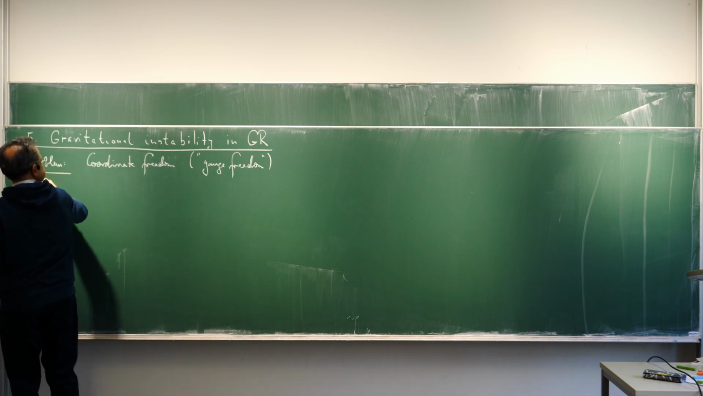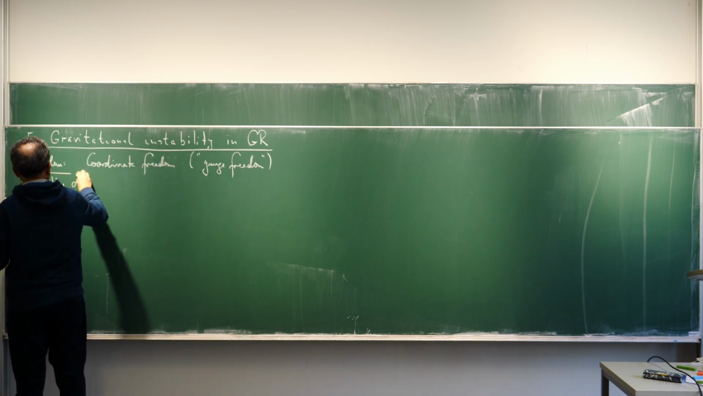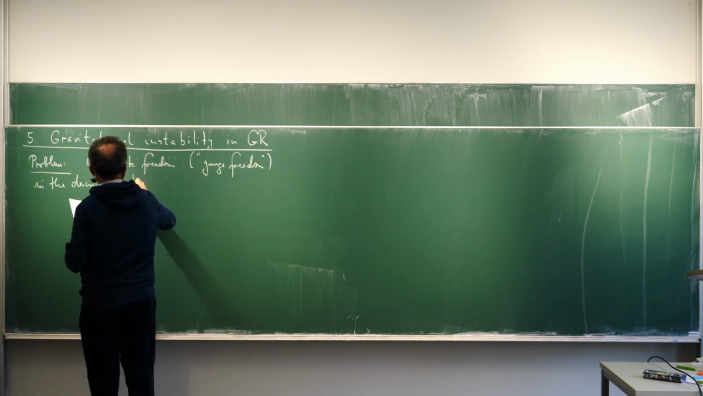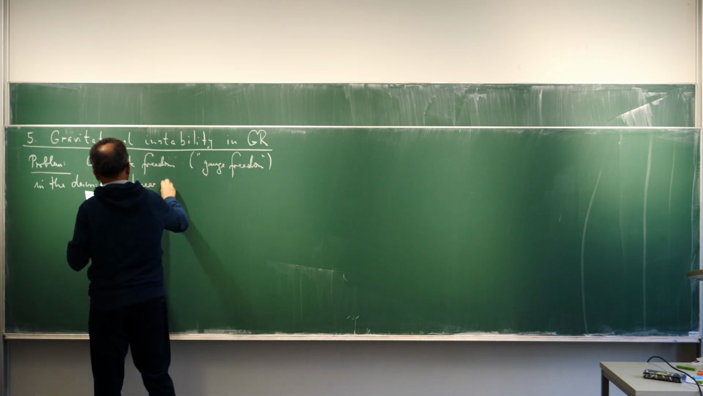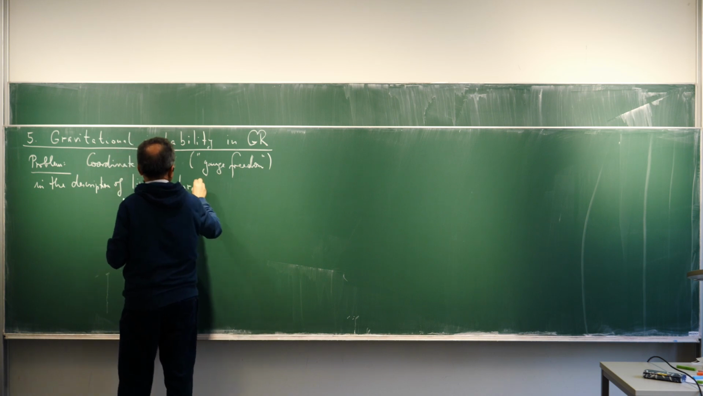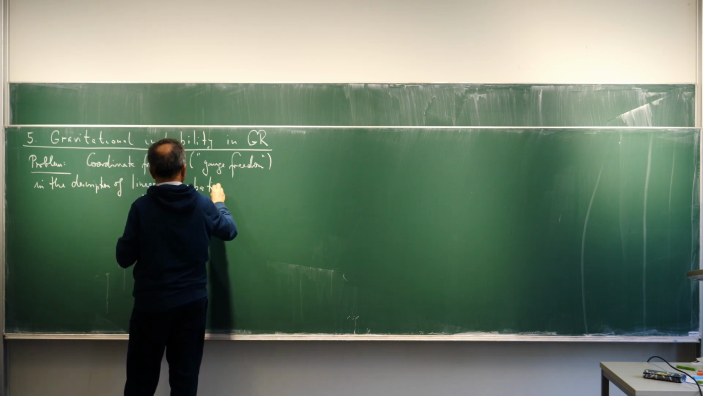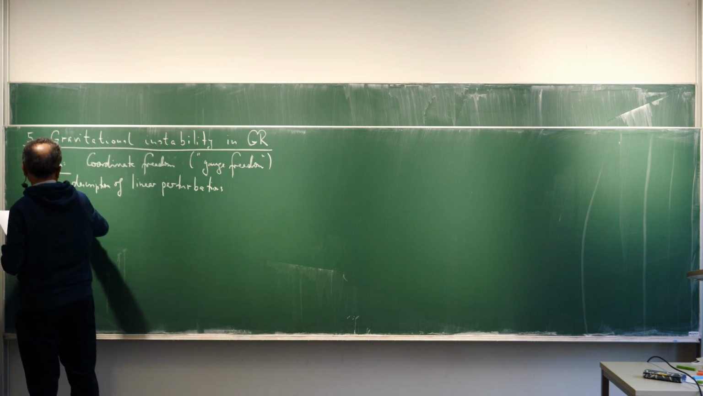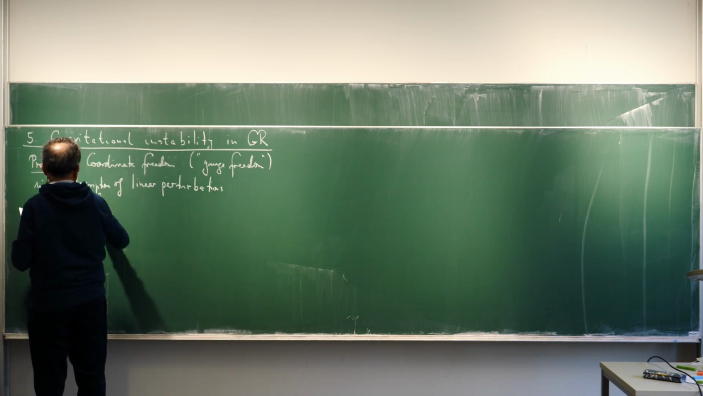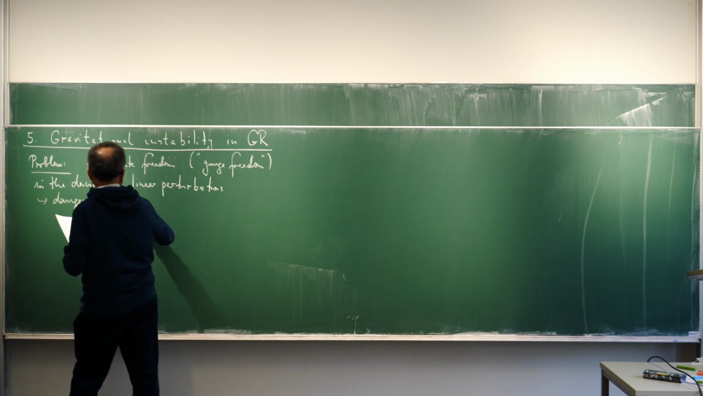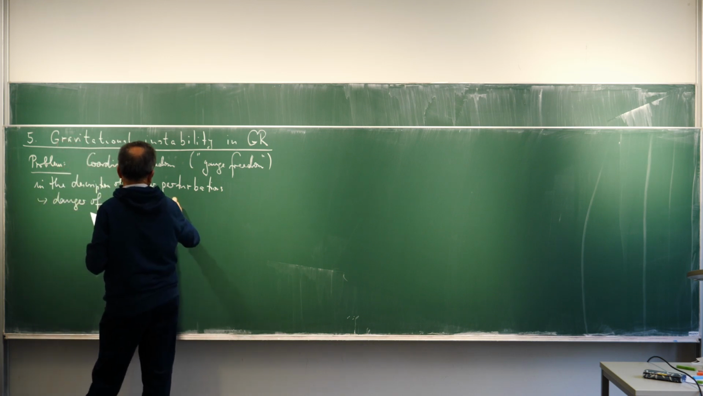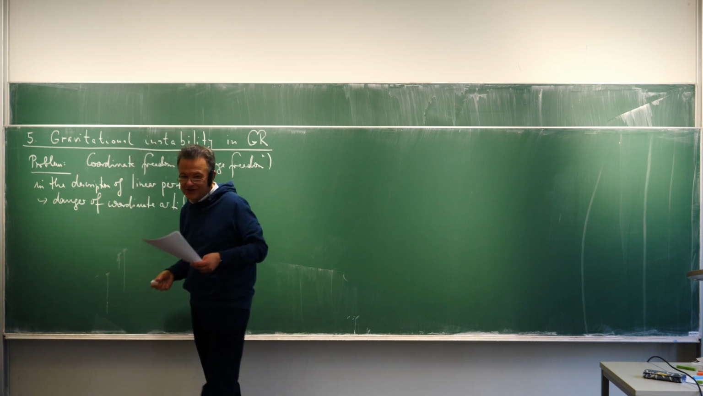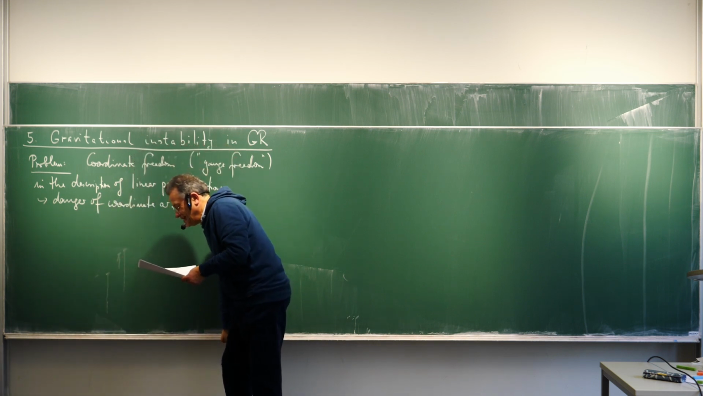In the description of linear perturbations, there is this danger of coordinate artifacts, also called fictitious modes, which are not really there. So what do I mean here?